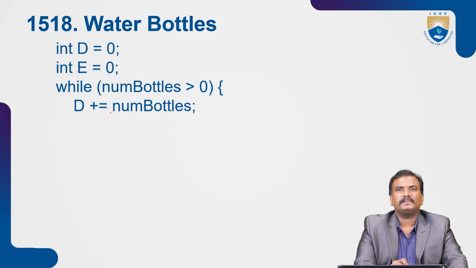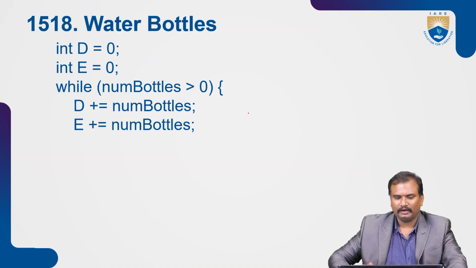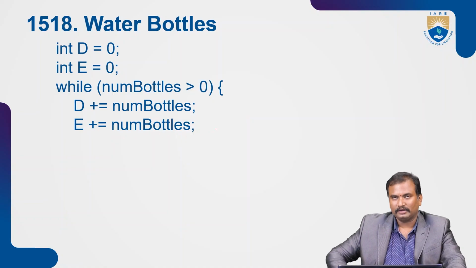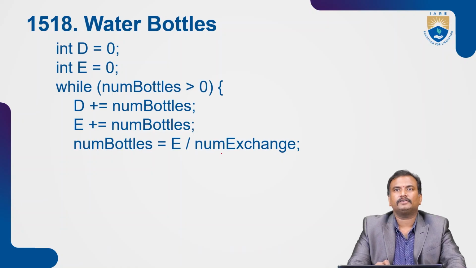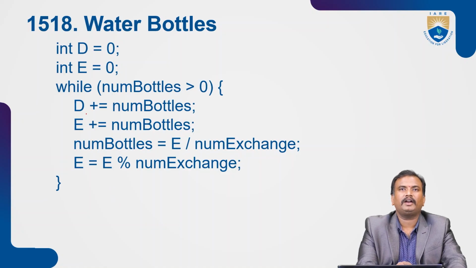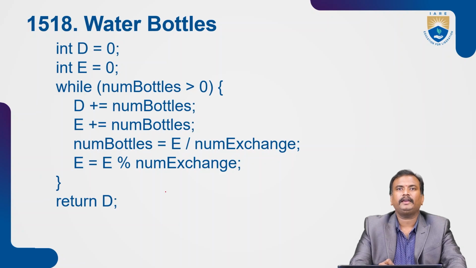D plus equals number of bottles, which is D equals D plus number of bottles. And E equals E plus number of bottles. And number of bottles equals E divided by number exchange. Here E, the empty bottles, equals E modulo number exchange. And finally, we need to return the number of drunk bottles, that is nothing but D. Here we are returning D.